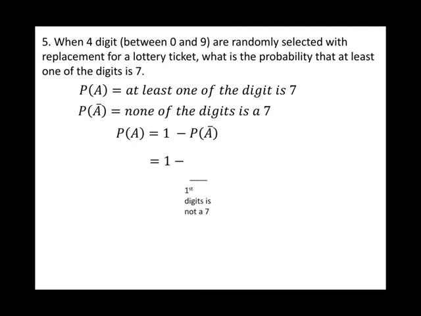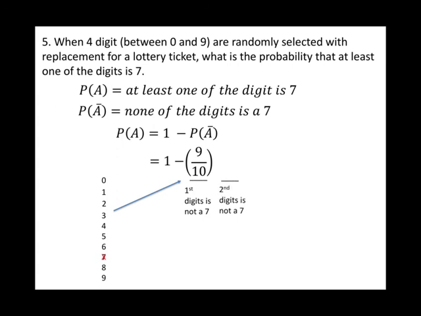So for the first digit, I want the first digit to not be a 7. So first think about it. How many numbers could I pick? I can pick from 0, 1, 2, 3, 4, 5, 6, 7, 8, 9. How many numbers do I have? From 0 to 9, we do have 10 outcomes. And I want the first digit to not be a 7. Okay, so I cross out the 7 here. That means I only have 9 out of 10.